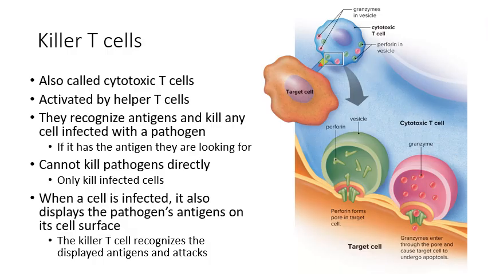Once a killer T cell activates, it again is going to start dividing and will go around looking for any cell infected with the pathogen that has the antigens it recognizes, and it will kill that cell when it finds it.